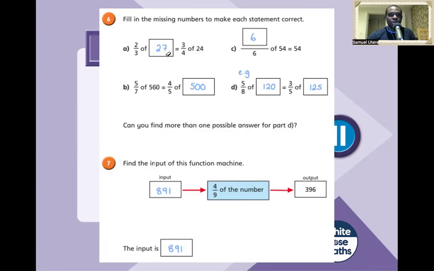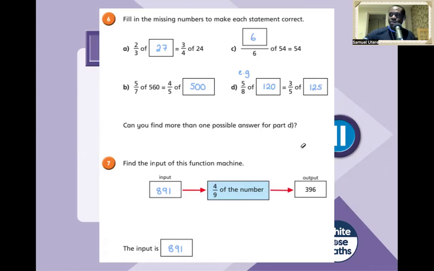Okay. This is similar to the last example I did before you started practicing. This one, you're already told that the amount is 54. So it has to be 6/6. This one, you already know what this amount is. So you do 560 divided by 7. And then whatever you get, you multiply it by 5. Now you have the amount that you have to equate to this one.